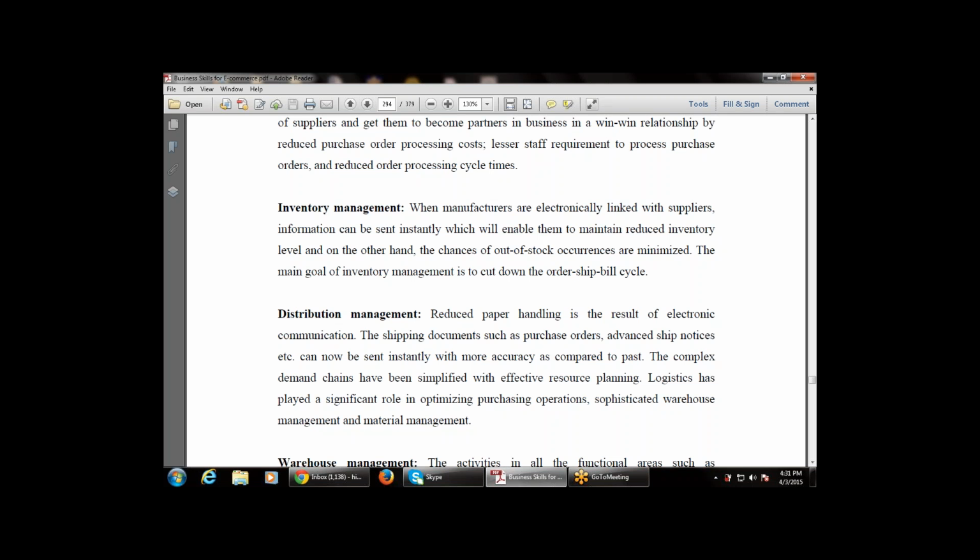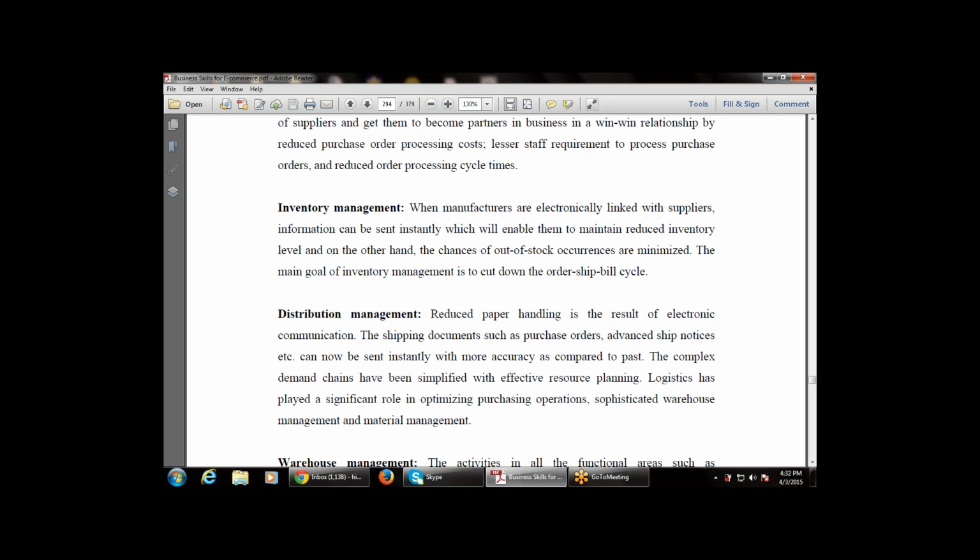Next is distribution management. Distribution management means how to distribute the content or the product from one place to another without any wastage, without any high cost, and with proper time saving. So this says reduced paper handling is the result of electronic communication. The main target of the distribution system is a reduction in paper usage, which is a result of electronic communication.